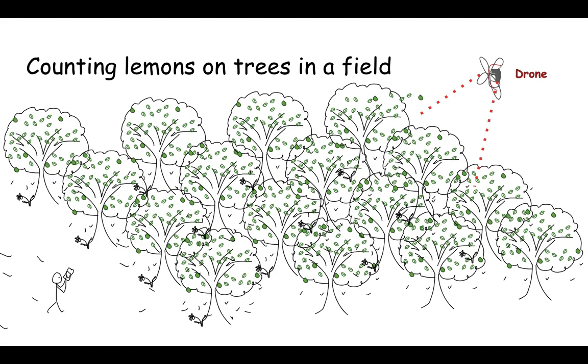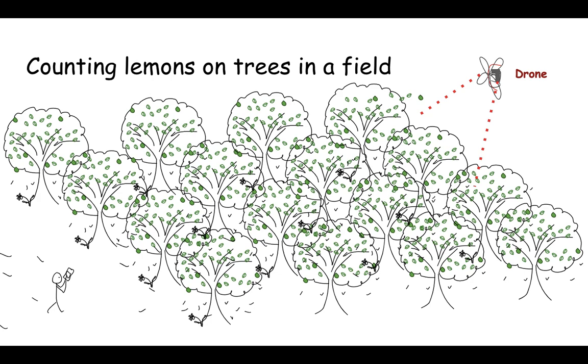But what if the field has more than one tree? Now if the farmer is trying to get images of the trees using a drone, now imagine there are thousands of images that he needs to count. How is he going to do that? So in this scenario, artificial intelligence or AI can help us.